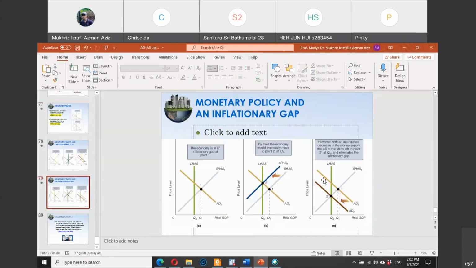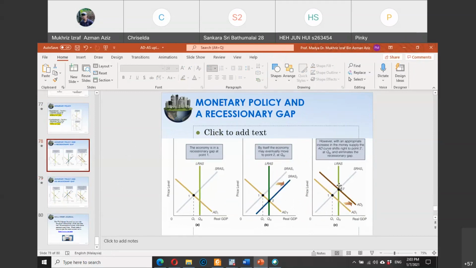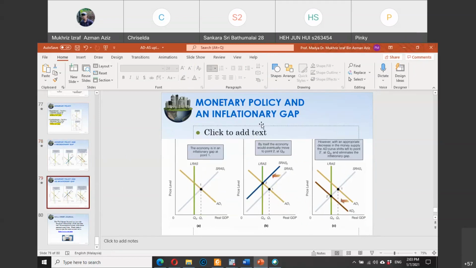So what will happen when the government employs contractionary monetary policy? The aggregate demand curve will shift to the left. It's just the opposite of the expansionary. Expansionary will cause AD to shift to the right. Contractionary, for an inflationary gap, will cause the AD curve to shift to the left. So an inflationary gap is always about reducing the output value.